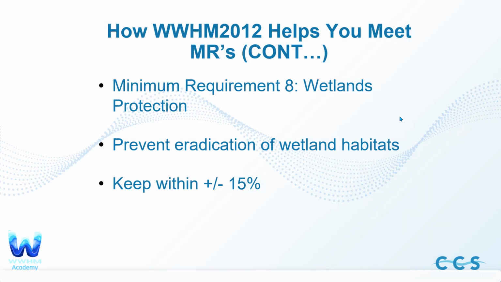And then minimum requirement number 8 is wetlands protection, where it's going to try to prevent damage to these wetland habitats. And for Western Washington generally, we're trying to keep the wetland input volumes within plus or minus 15% of the initial wetland condition. And I'll show you a graph here real quick that'll kind of help you visualize that.